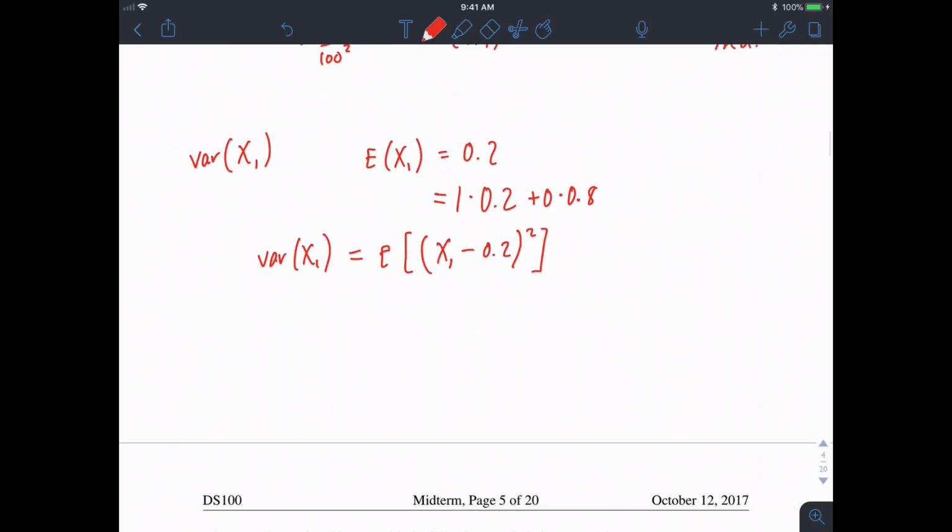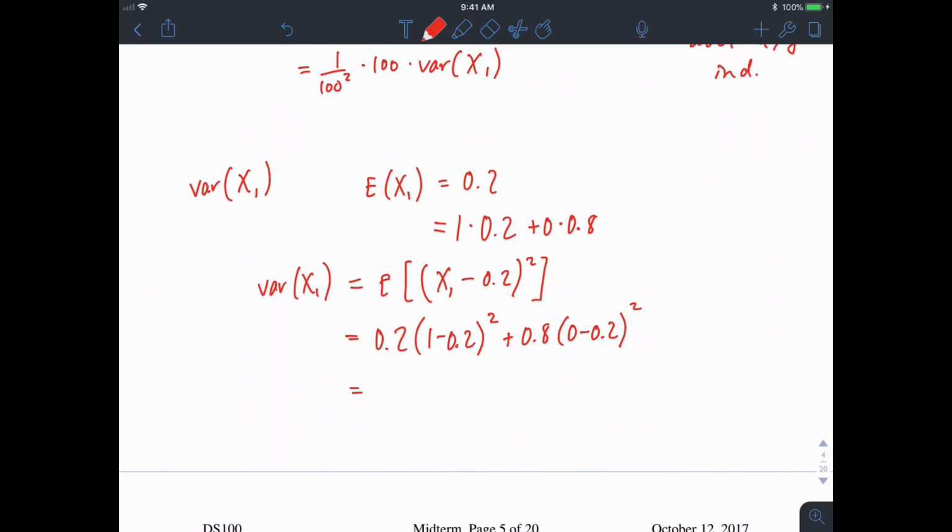So the variance of xi is the expectation of xi minus 0.2 squared. So this term is equal to, with probability 0.2, xi is equal to 1, so it's 0.2 times 1 minus 0.2 squared. And with probability 0.8, xi is equal to 0. You can do the algebra here, and you end up finding that this quantity is equal to 0.2 times 0.8.